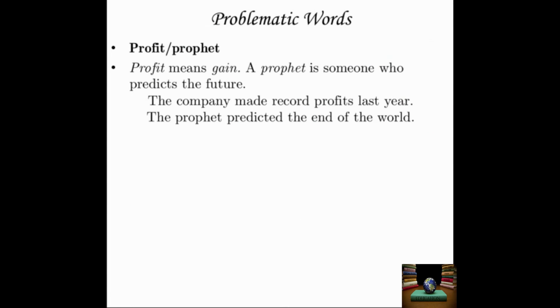All right, our last one is profit and prophet. Profit, F-I-T, means gain. Basically, it's how much you get over how much you invested in something. If you pour $1,000 into a business and you make $2,000, then you have made a profit of $1,000. A prophet, P-H-E-T, is someone who predicts the future. This is where we get words like prophetic. So the company made record profits last year, and the prophet predicted the end of the world.